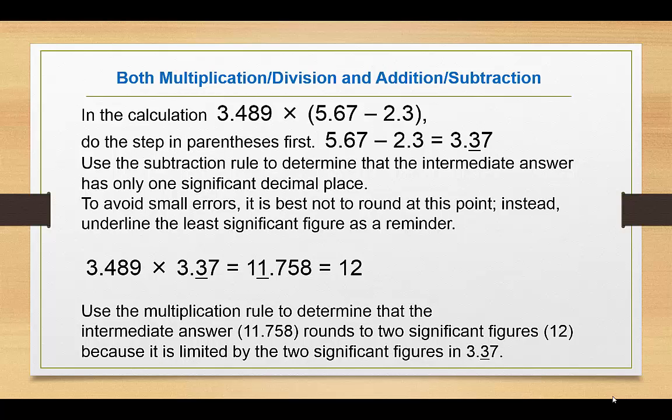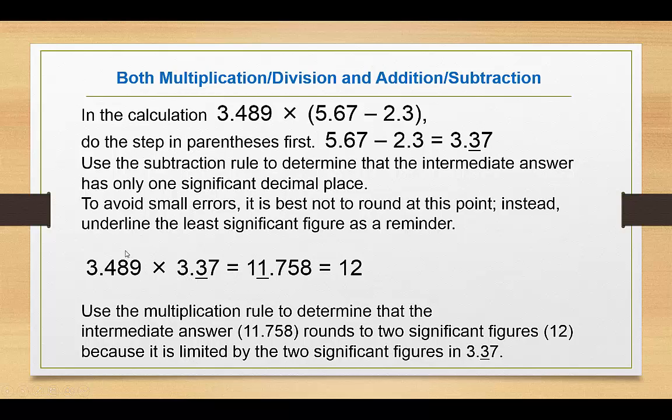I'm just going to underline the least significant figure where I would stop. I would stop at the tenths place, the 3. Now I'm going to take the answer that I got, the 3.37, and multiply that by the 3.489. So I carried out this step, got my value, bring that number right down here, put it back in. So 3.489 times 3.37, calculator gives me 11.752.